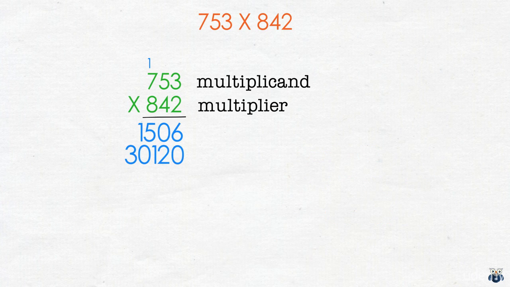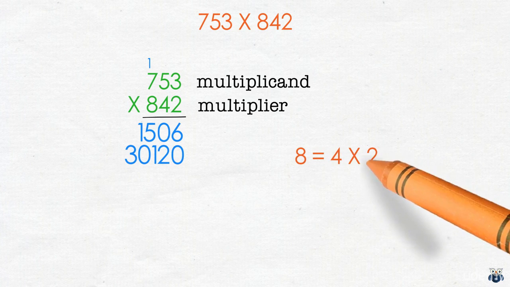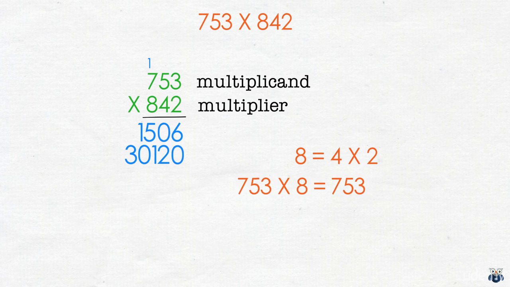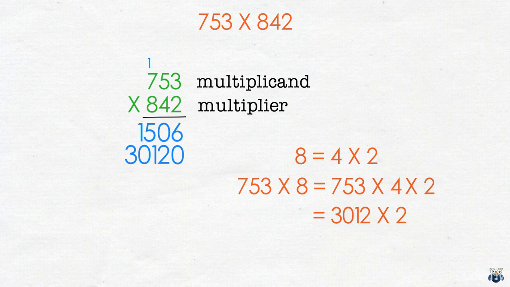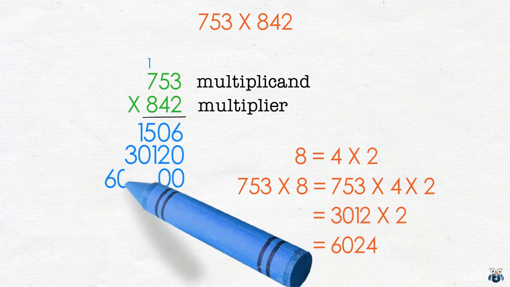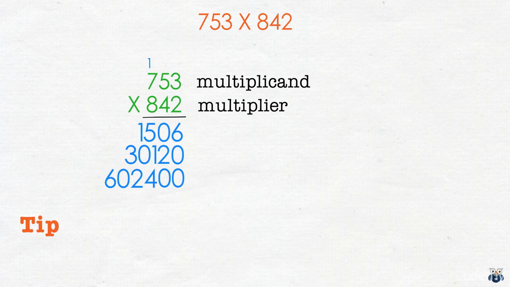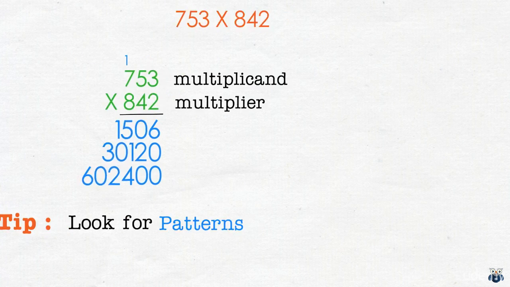And what about multiplying 753 with 8? Not needed again, since 8 is twice as large as 4. So our result is twice as large as 3012, which is 6024. As this example demonstrates, pattern searching may take a bit of time, but the rewards are much larger.